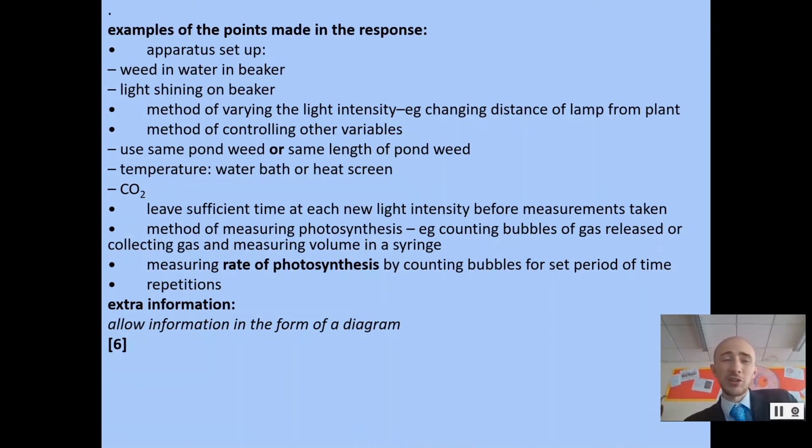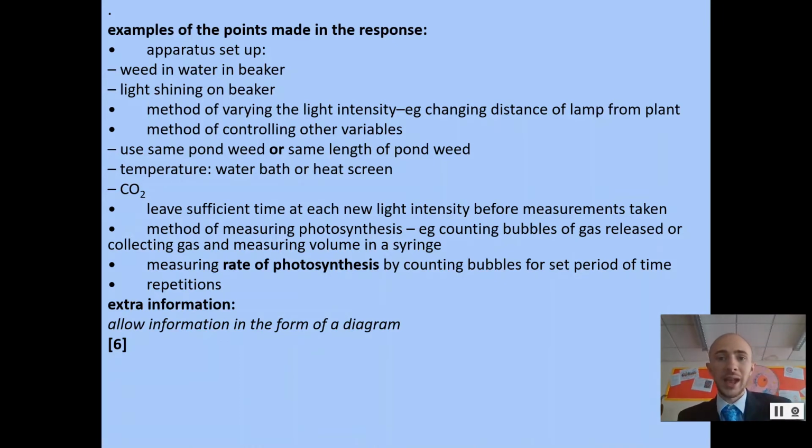But the rough things you need to be writing. The general setup: you put the pondweed in the water, and you put the water in the beaker, and you shine the light on the beaker. That is going to allow the pondweed to photosynthesize, because I hope we all remember that pondweed needs sunlight for photosynthesis. So we're going to shine a light on the beaker and the pondweed will begin to photosynthesize.